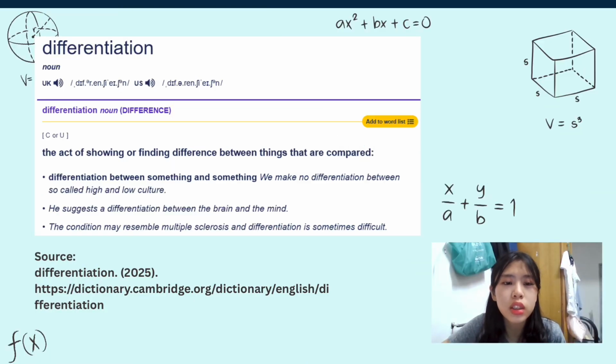What is differentiation? Differentiation is a noun showing differences. According to Cambridge University, it is the act of showing or finding difference between things that are compared. It is differentiation between something and something. For example, we make no differentiation between so-called high and low culture, and so on.